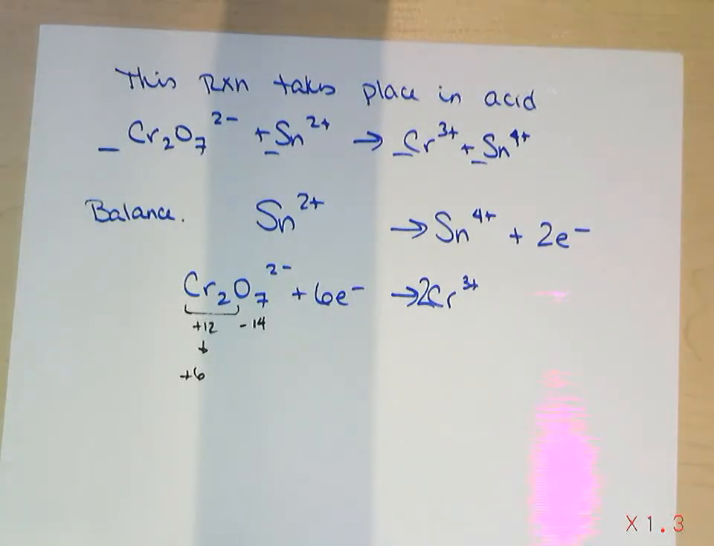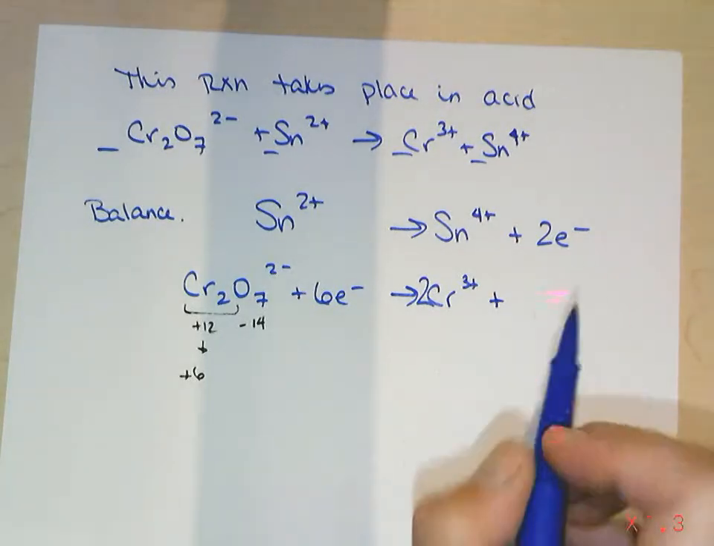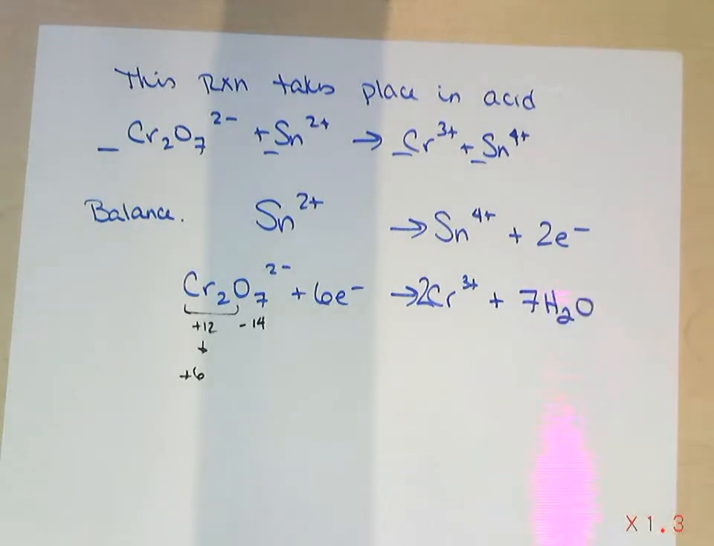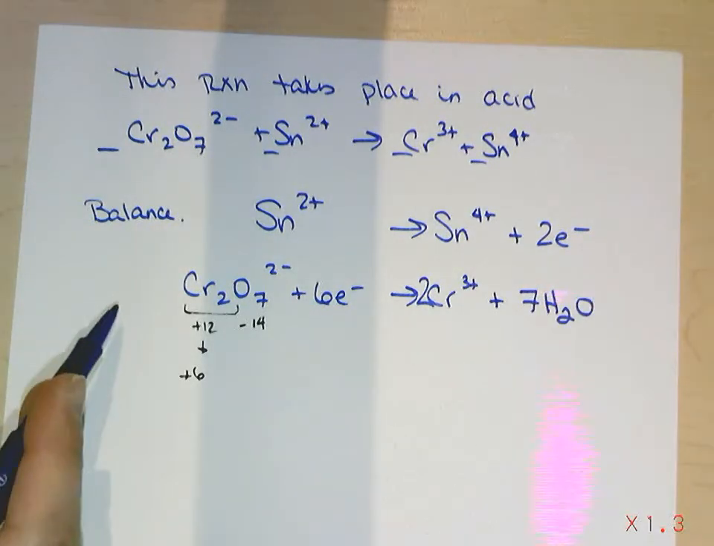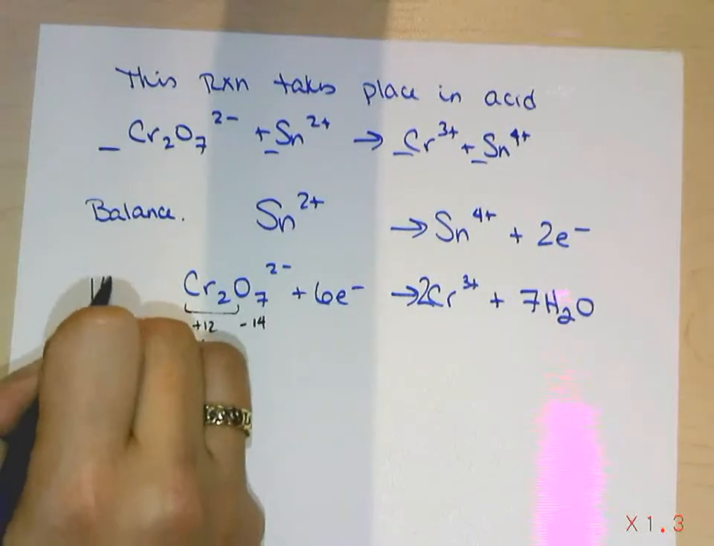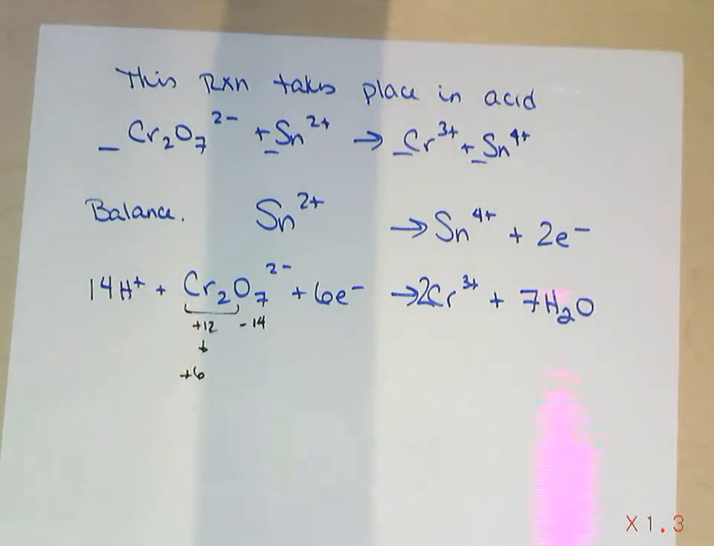All right, is that balanced? Am I done? Not done. All right, so if I'm in acid, what are the 2 things I'm allowed to add? Water and protons. We always add the water first to take care of those oxygens. How many waters do I need over on this side? Okay, 7 waters. So then how many protons do I need? Now what? Can I just combine them as is? Yeah, multiply the top guy by 3.